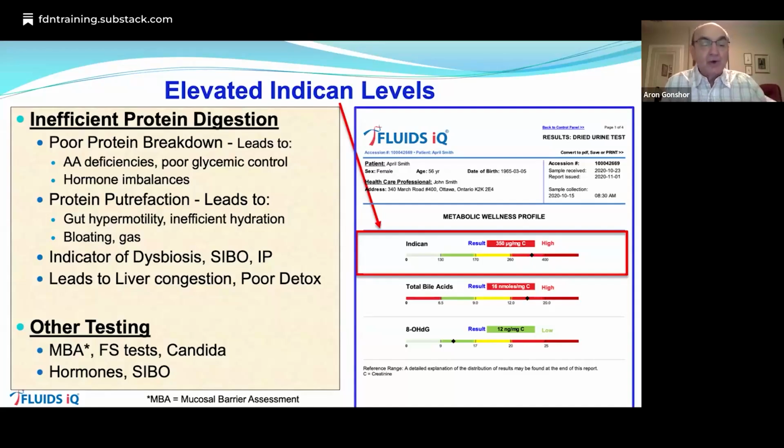That is one of the reasons you run into bloating and gas. There's indicators here for dysbiosis, SIBO, intestinal permeability, and of course, it can lead to liver congestion and poor detox. Some of the other testing that you'd want to do, MBA, the mucosal barrier assessment, which is one of the foundational FDN tests, food sensitivity tests for those who do them, the Candida test, we can go into that in some more details, and of course, testing hormones and SIBO.